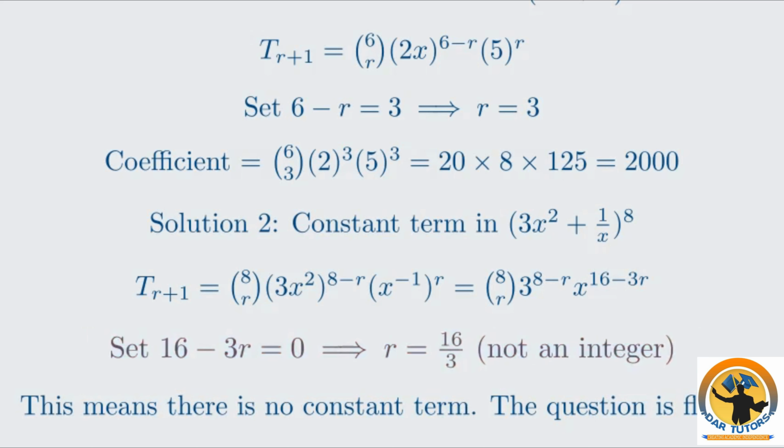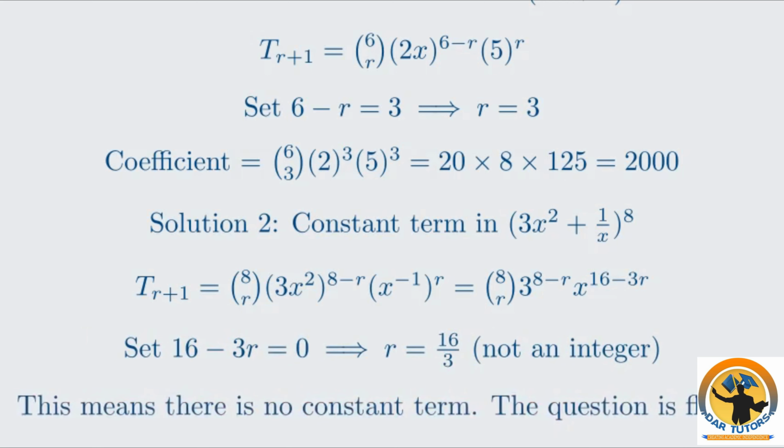It seems I made a mistake in creating that question. The value of r, 16 over 3, is not an integer. This means there is no constant term in that expansion. My apologies. Let's move on.